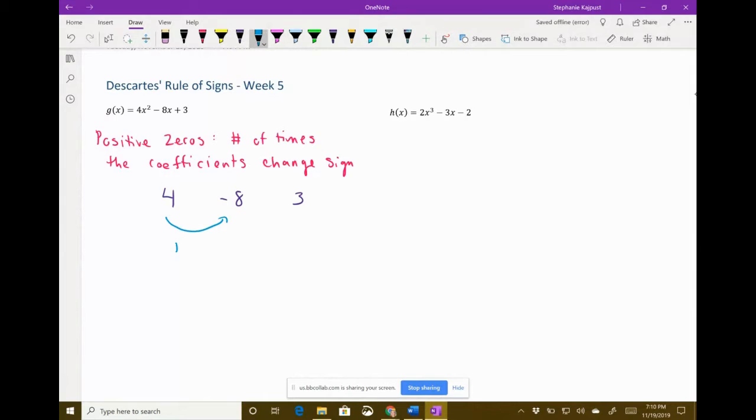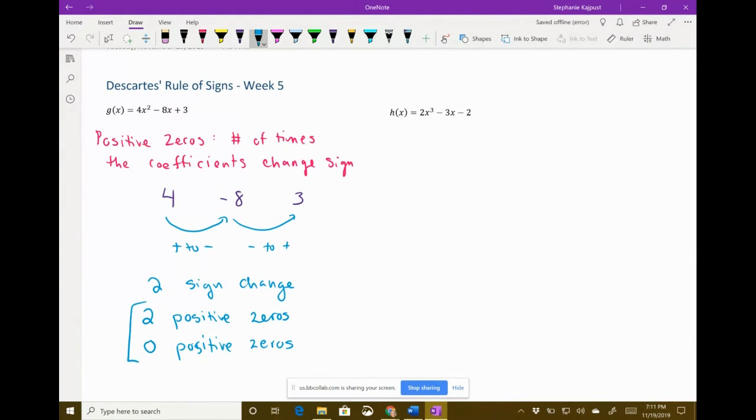So it goes from a positive to a negative, and then we're going from a negative to a positive there. So we have 2 sign changes. And so because it changed signs twice, that means we have 2 positive zeros. Or you subtract 2 and we could have 0 positive zeros. So you always subtract 2 until you get down to 0 or you get to a negative, and that doesn't count. So if we just look at the coefficients, it changed sign twice. So that means 2 positive zeros or 0 positive zeros. We don't know which one. We just know that they're going to come in pairs, and it's either going to be 2 or 0.